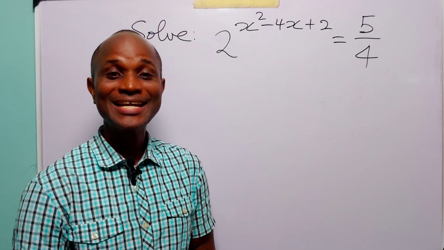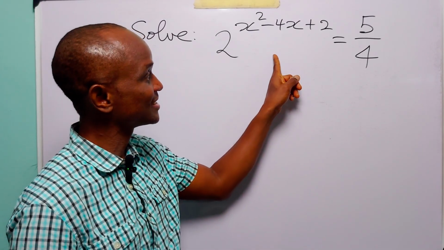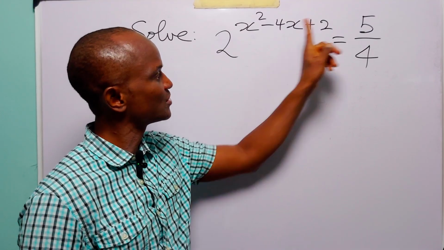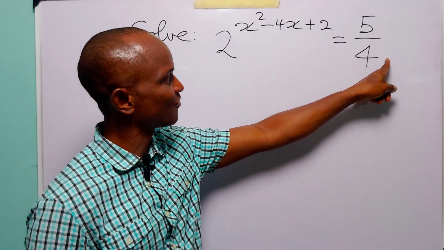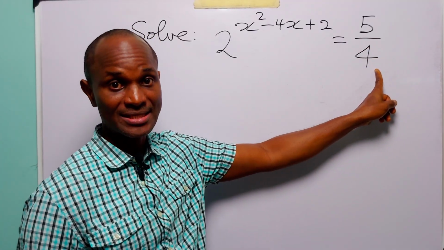Hello and welcome. In this math tutorial, our task is to find all the values of x that satisfy the given exponential equation. To do this, we are going to start by multiplying both sides of this equation by 4 to get rid of this fraction on the right hand side.